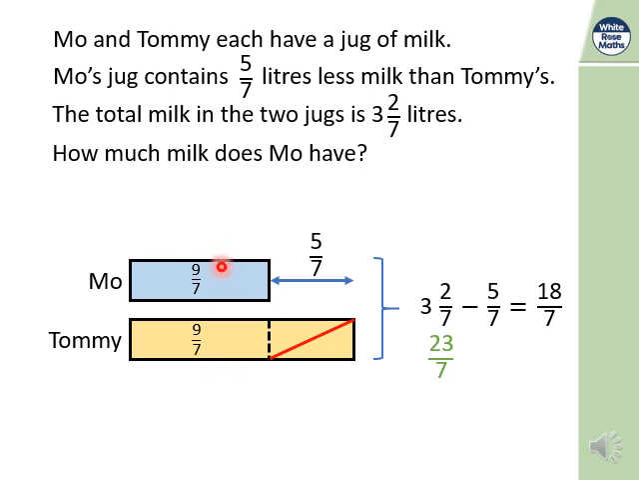So we've got 9/7, add 9/7 is 18/7, plus the 5/7 more that Tommy had than Mo, which is 23/7, which is the same as 3 wholes and 2 sevenths. So to answer the question, how much milk does Mo have? The answer is 9/7, which is also the same as 1 litre and 2 sevenths.